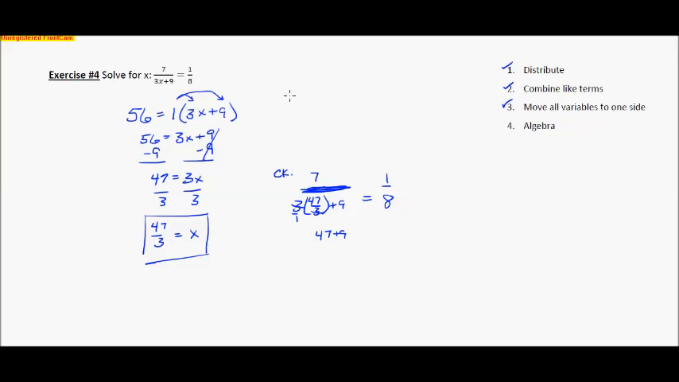Let's fix that. Alright, because I do have that 7. So I'm going to have 7 over, really that boils down to 47 plus 9. And 47 plus 9 is going to be 56. So it's really 7 over 56. And 7 over 56 reduces to 1/8. So look, it checks out. Nice. Okay, now the last problem.